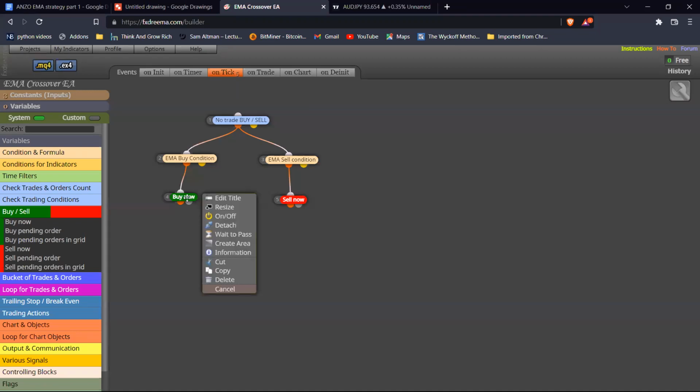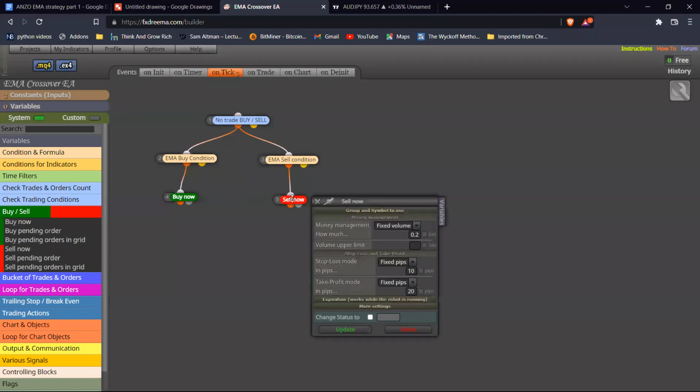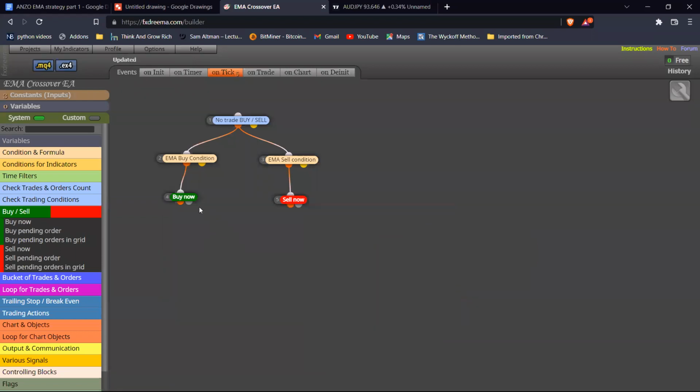Why are you not clicking? It doesn't want to. Okay, so change this to, instead of 0.2, make this lots, click on update, and then same thing here. I'm not sure why this one doesn't want to open, but basically do the same thing here and make that lots. Whenever it comes up, I will be doing that.